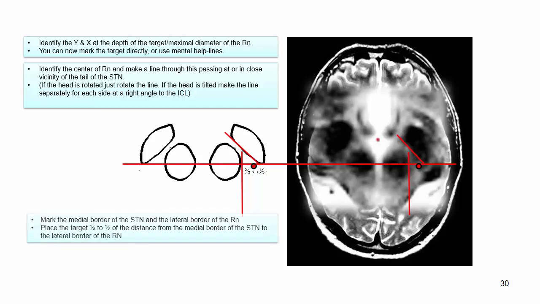We then mark the medial border of the STN and the lateral border of the red nucleus and place the target on or slightly behind this line, somewhat closer to the posterior tail of the STN.